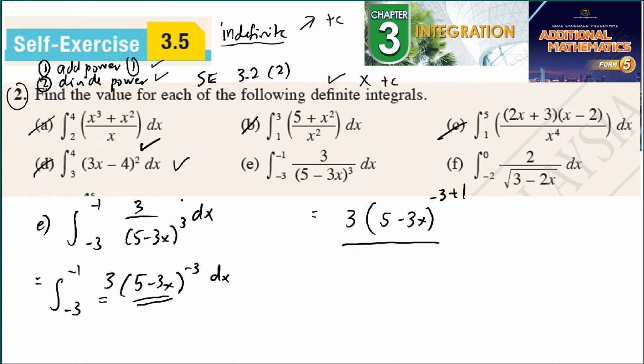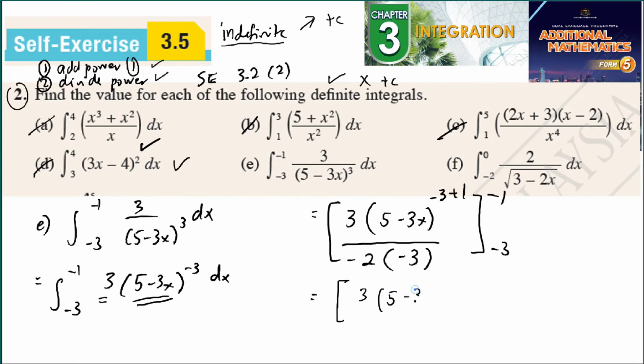And then we divide with power, negative 3 plus 1, we get negative 2. And below here, we divide with the differentiation of this one in the bracket. So 5 will become 0, negative 3x will become negative 3. Okay, now we can close it back. So this one is negative 3 to 1. So negative 3 to negative 1. Okay, so here we get 3. Never mind, just do it step by step. 5 minus 3x. Negative 3 plus 1 is negative 2.